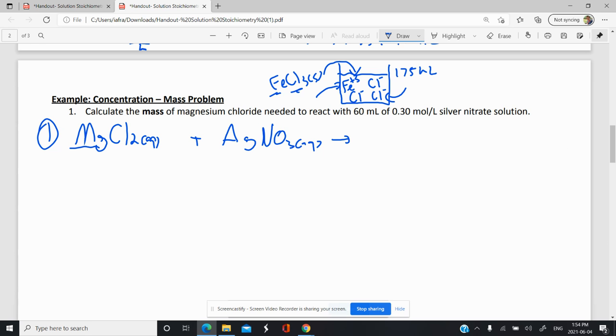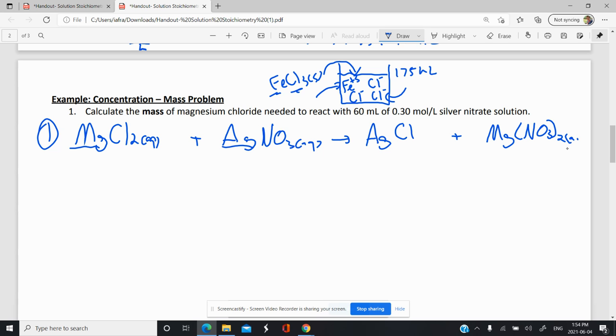And you need to write out your double displacement. You need to do that. So you actually need to show the double displacement happening. So the magnesium will go with the nitrate, and silver will go with the chloride. So we have AgCl plus magnesium nitrate, Mg(NO3)2. What do we know about the magnesium nitrate for sure? If it's a nitrate, yeah, we know it's aqueous.